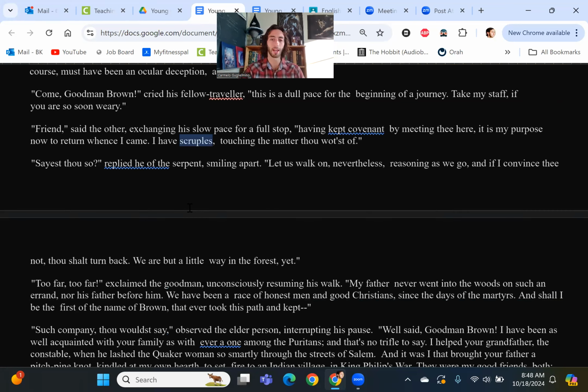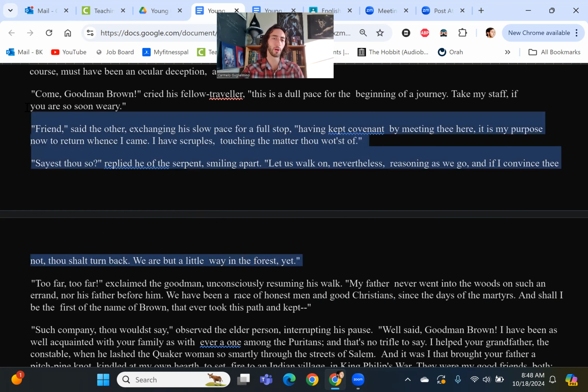"Sayest thou so?" replied he of the serpent, smiling apart. "Let us walk on, nevertheless, reasoning as we go. And if I convince thee not, thou shalt turn back. But we are but a little way in the forest yet." "Too far," exclaimed Goodman Brown.